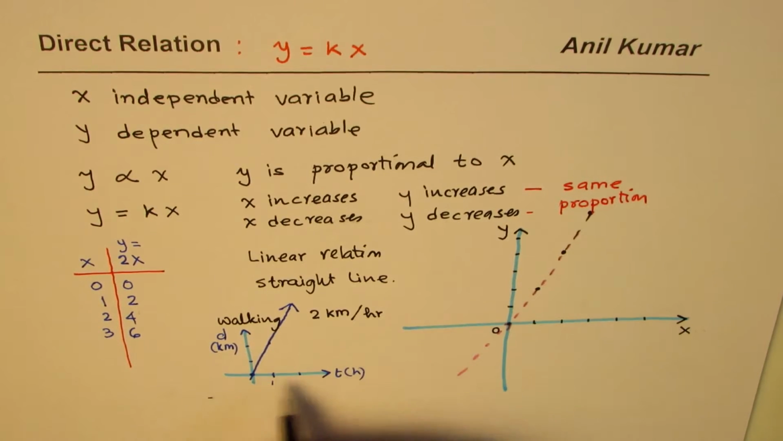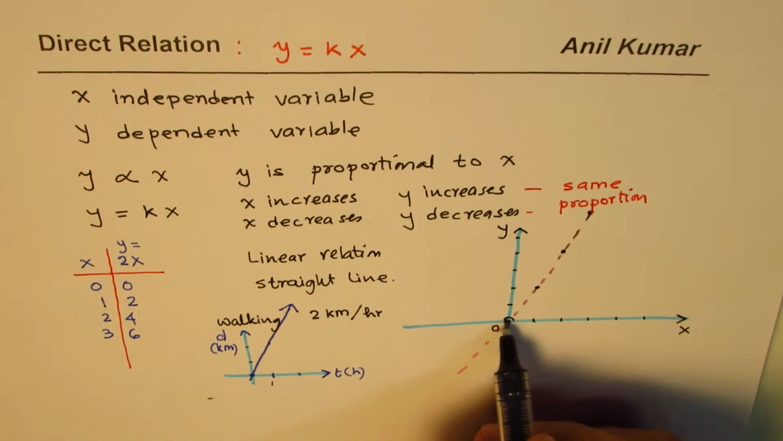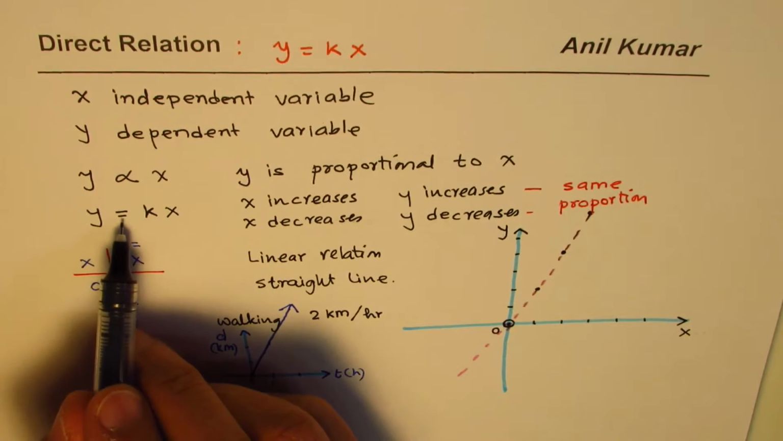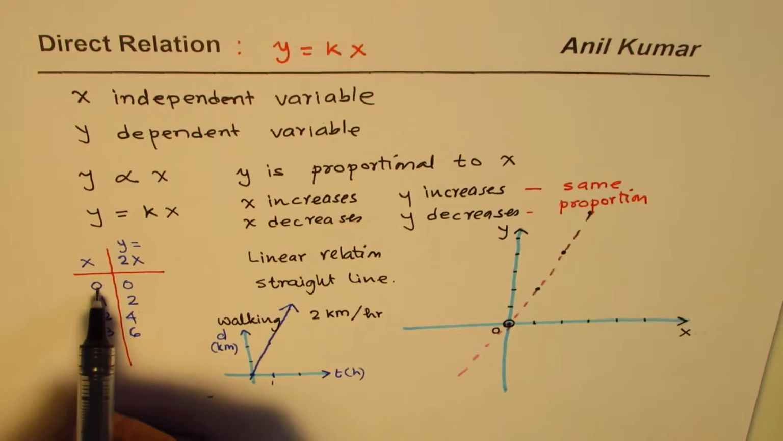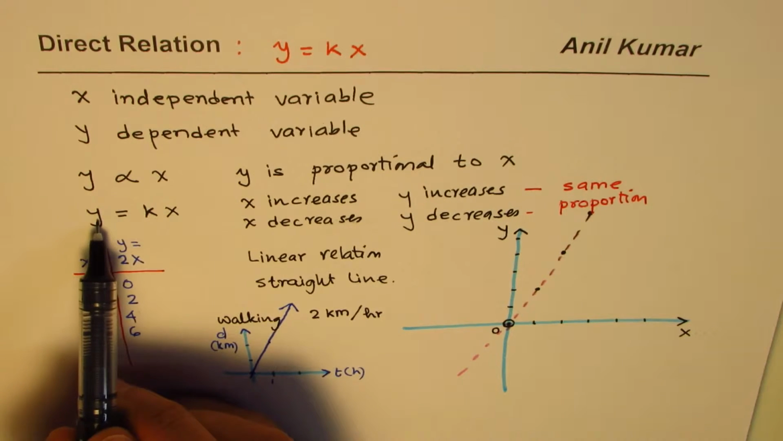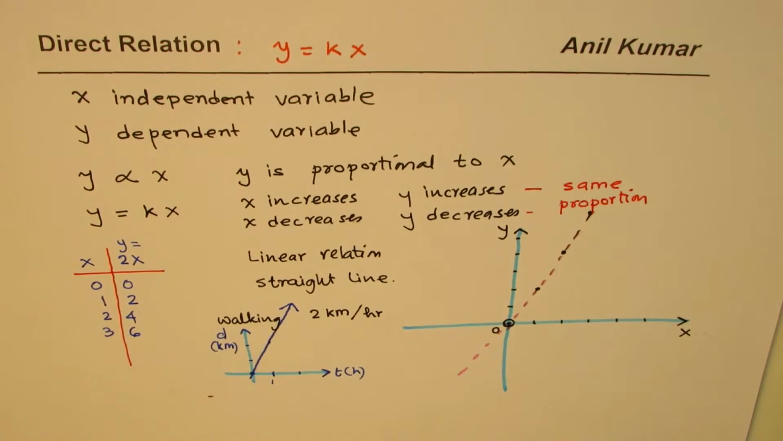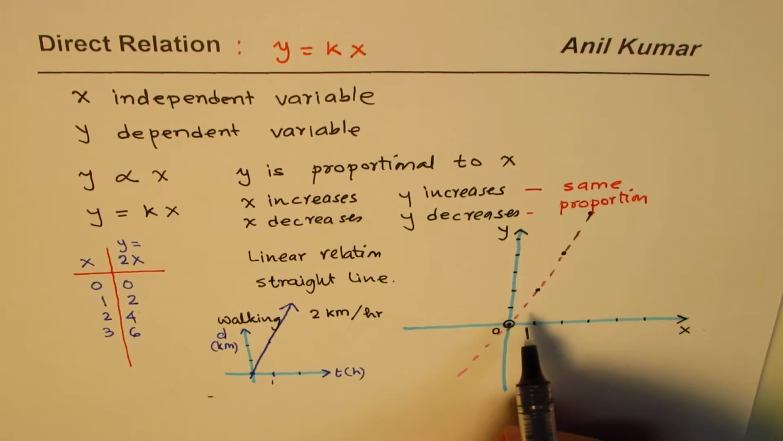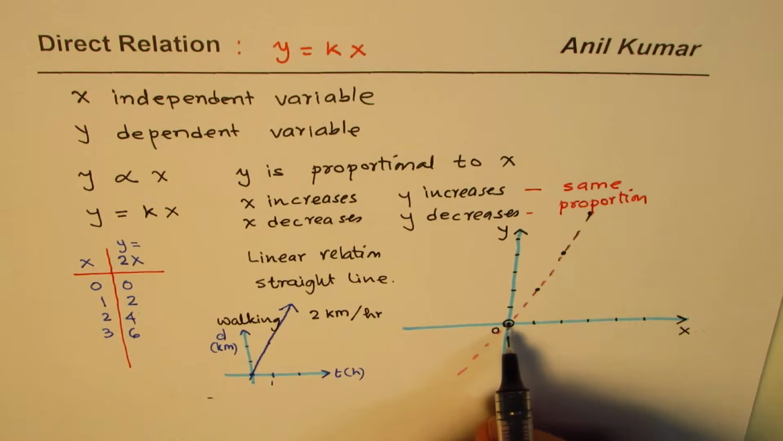Do you see that? But the important thing here is this relation will always include the origin 0 in it, since we know y equals k times x. For x equals 0, whatever is the value of k, y is going to be 0, because 0 times anything is going to be 0, right? So it is a straight line going through the origin. That is very important to understand.